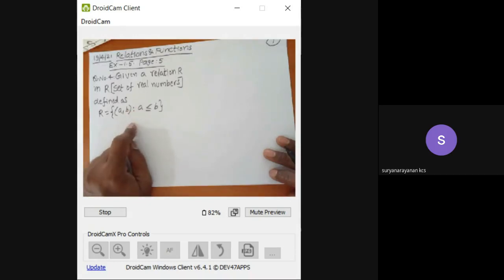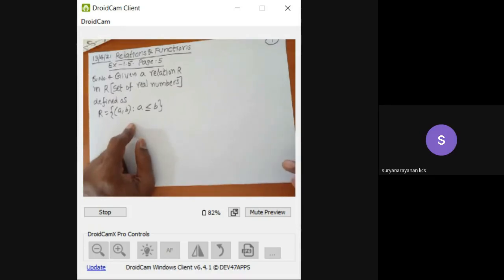Please remember this point. Okay, my dear Joseph. Yes, sir. Please remember these two dots are read as such that. Previously, we have not read that word. Okay, such that A is less than or equal to B. Now, let us verify this relation R is reflexive. We show that R is reflexive, transitive, but not symmetric.